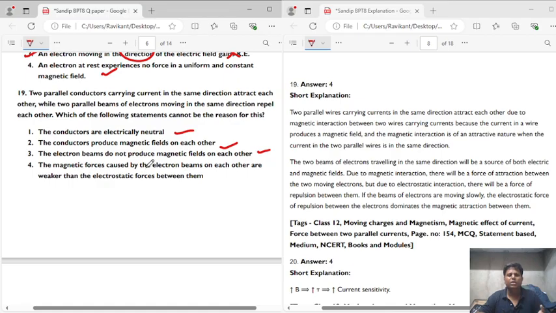When an electron is moving, it produces a magnetic field and electric field both, out of which the electric field is dominating. Right? This is what they're saying in the fourth statement, I guess. They say the magnetic force caused by the electron beam on each other are weaker than the electrostatic force between them. Yes, right? So this is the correct reason. This is also a correct reason. So out of these four, all the four are the correct reason for the statement given in the question.